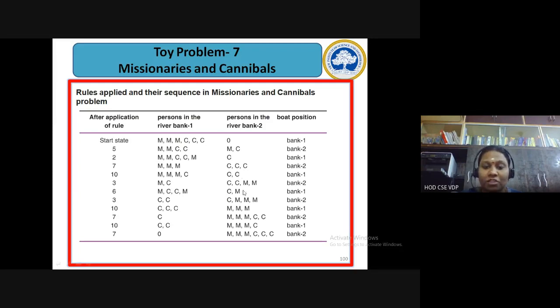So in no place will you have something like 3 cannibals and 1 missionary. No, that should not happen. But 3 cannibals can be left alone. That will not be a problem, right? So this is a simple problem only.